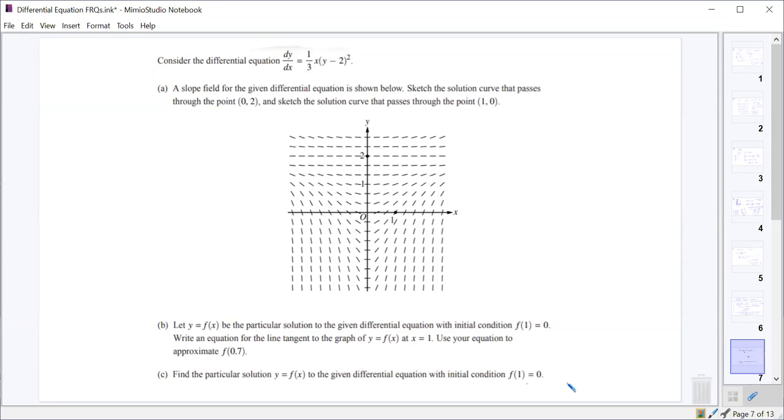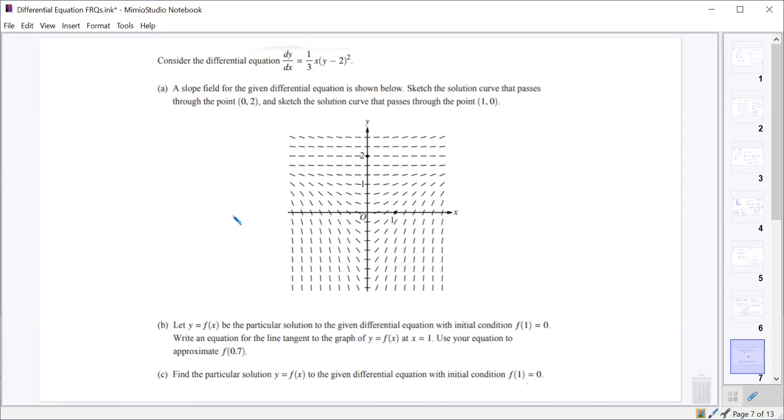And generally the part where you find a particular solution to your differential equation with an initial condition, part C in this one we're about to look at, usually is weighted the most heavily in that question. So sometimes that's worth up to 5 or even occasionally up to 6 points for finding the particular solution, depending on the points they assign to the other parts of it. So that's worth a lot.